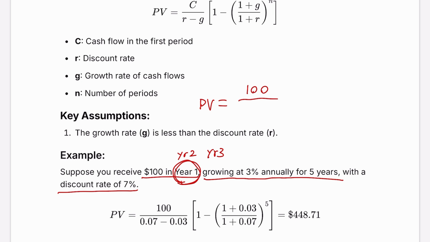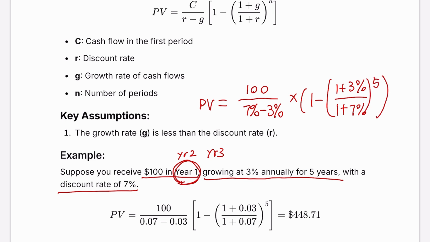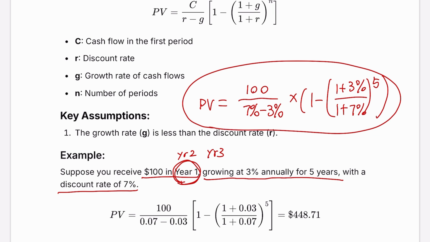100 divided by R here should be 7%, the discount rate, minus G, the growth rate, 3%, times 1 minus (1 plus 3% divided by 1 plus 7%) to the power of 5, as it grows for 5 years, and then we can directly calculate these to find the present value. So this is for our first formula.